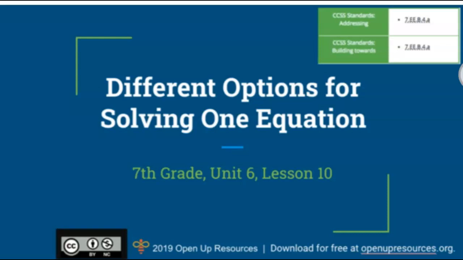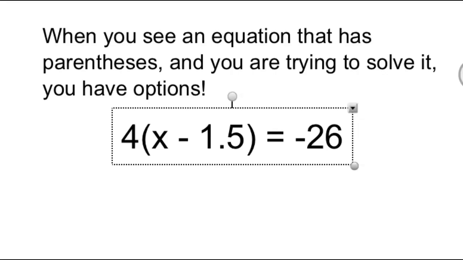In this lesson, I'm going to show you that you have different options for solving one equation. So when you see an equation that has parentheses and you're trying to solve it, you have options. We're going to look at this equation, 4 times the quantity x minus 1.5 equals negative 26. And we did problems like this a couple lessons ago with hanger diagrams.